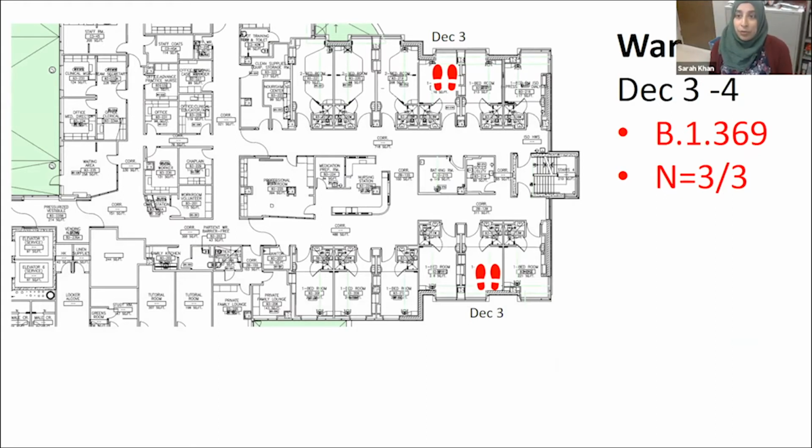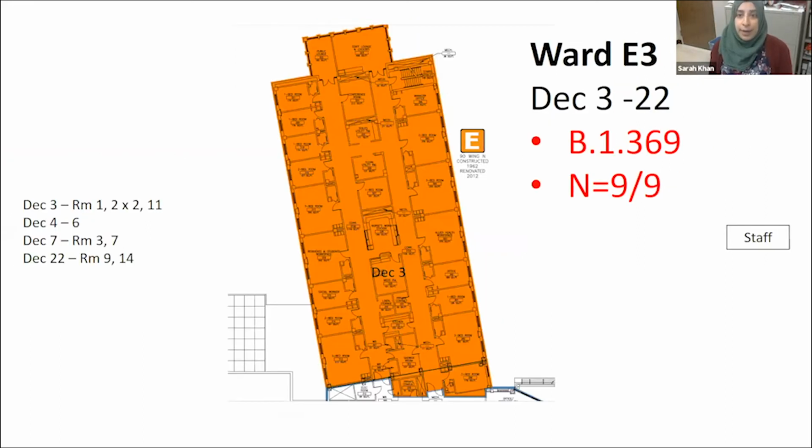Again, it was B1369, 3 of the 3 cases, random cases across the unit really, and then a neighboring next door room also got infected the following day. And that was the extent of the B3 outbreak.